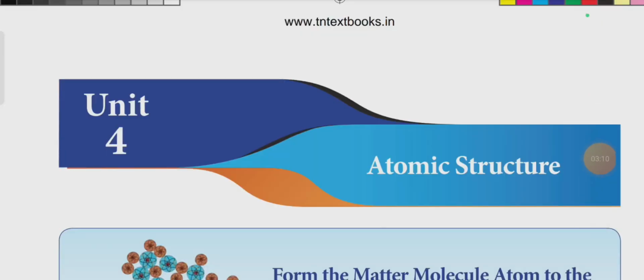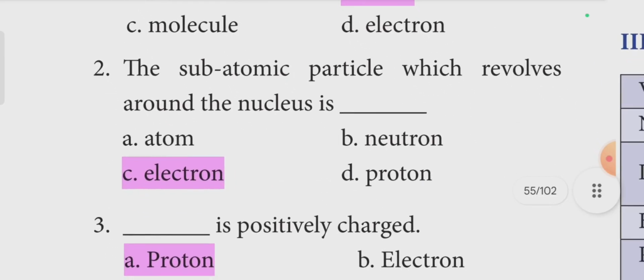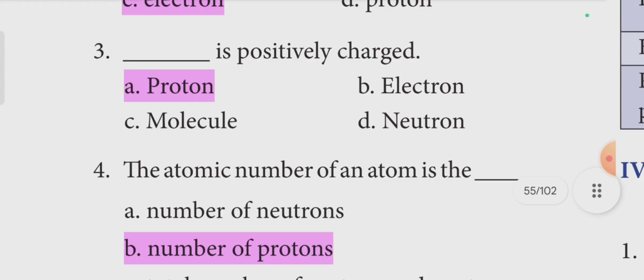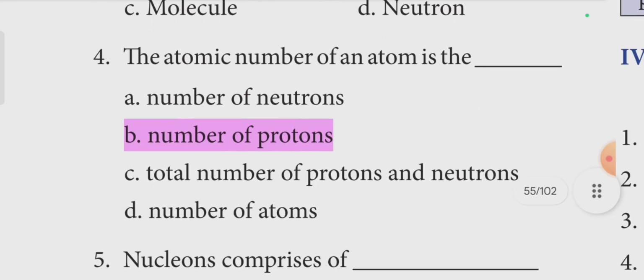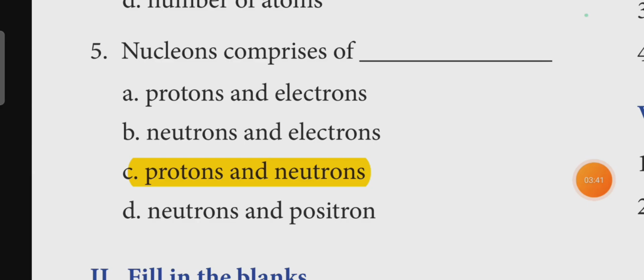Next, unit 4, atomic structure. First Roman, choose the appropriate answer. First one, the basic unit of matter is atom. The subatomic particle which revolves around the nucleus is electron. Third one, proton is positively charged. The atomic number of an atom is the number of protons. Nucleus comprises of protons and neutrons.